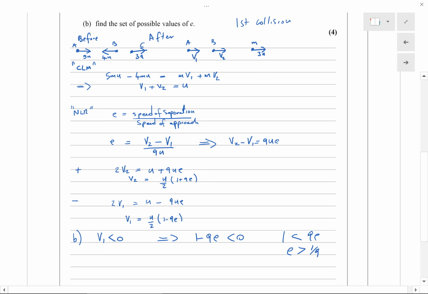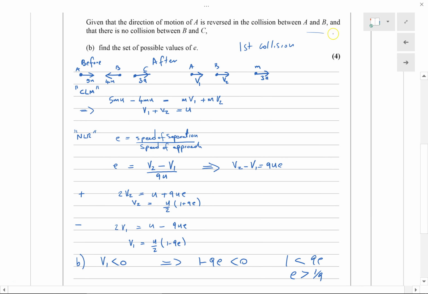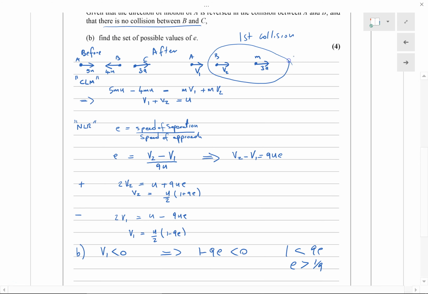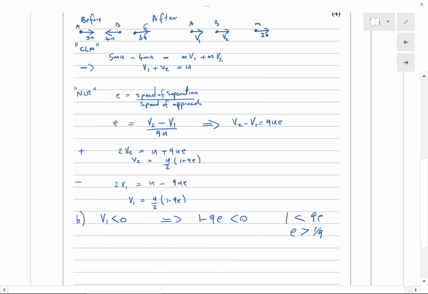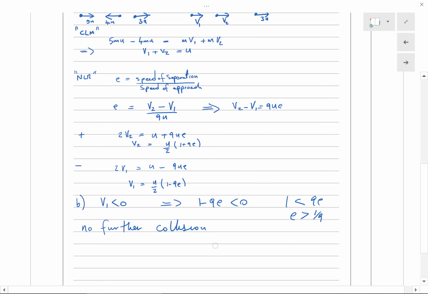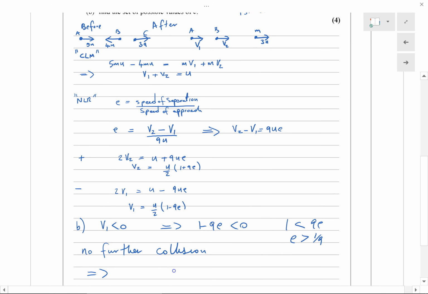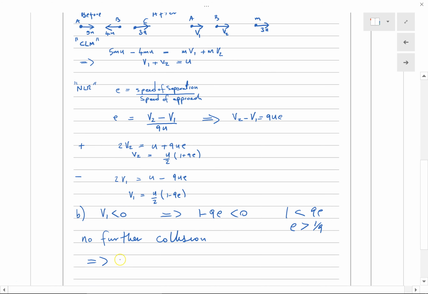Okay, so you might be thinking, oh, that's it, but it's not. It also gives us another piece of information, which says that there is no collision between B and C. So these do not collide. Notice that C is going with speed 3u. So if V2 was to go with a speed more than 3u, it would collide. So if there's no further collision, we can't have that to be the case. We need V2 to be less than 3u.